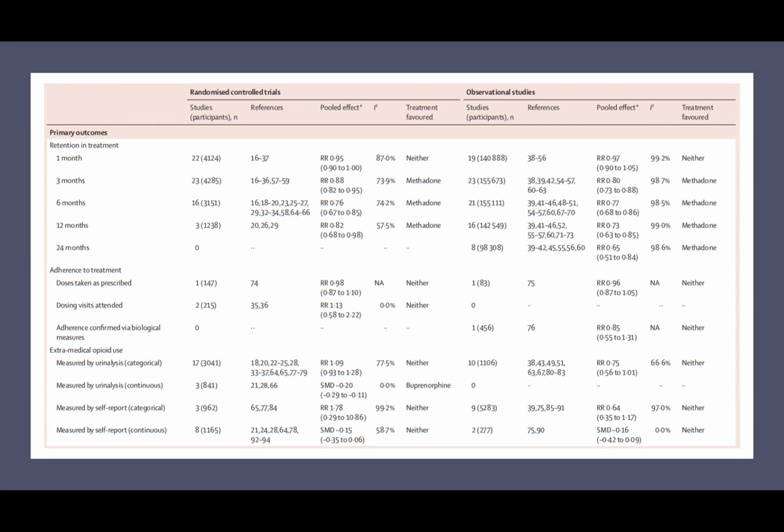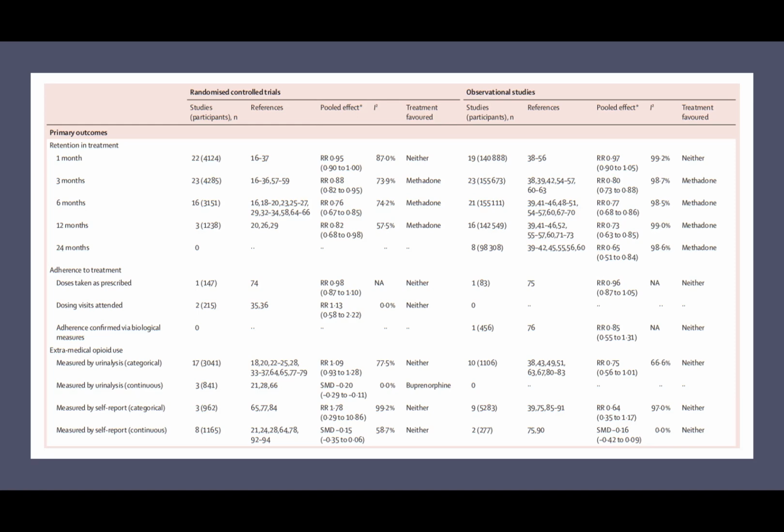In terms of adherence to treatment, so doses taken as prescribed, you didn't really see a significant difference in either, but they were fairly limited on how much data they actually were able to get. There's only one study on each side, and then kind of same for dosing visits attended. Only 2 RCTs evaluated that, and that didn't show a favor one way or the other between methadone and buprenorphine. And then extramedical opioid use.